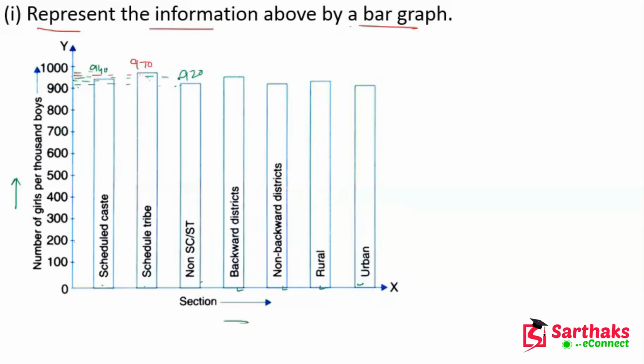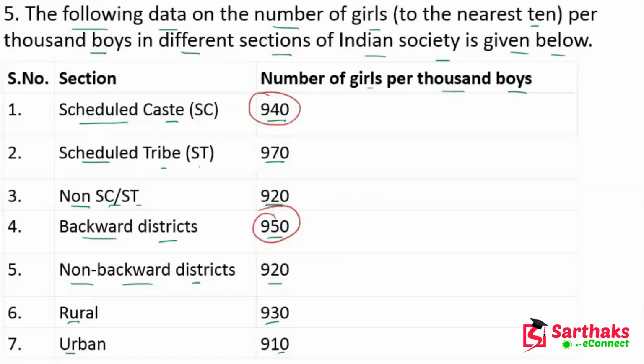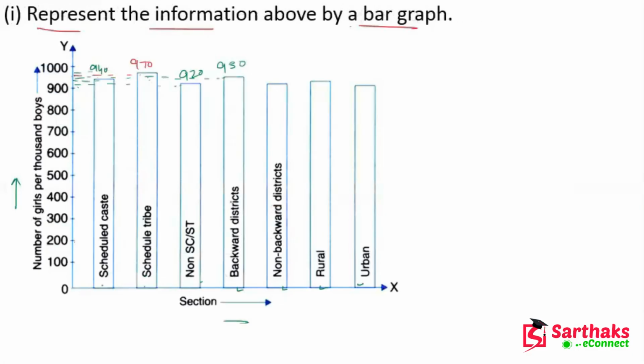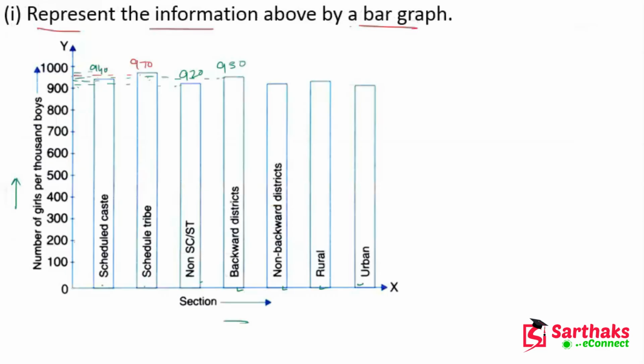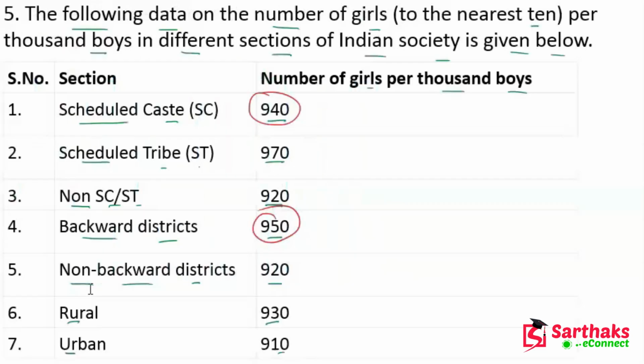Okay. So this is 950, and in non-backward this is 920. It means it is equal to this. Here it is equal to non-SC/ST. So this is here 920, and in rural part this is 930.